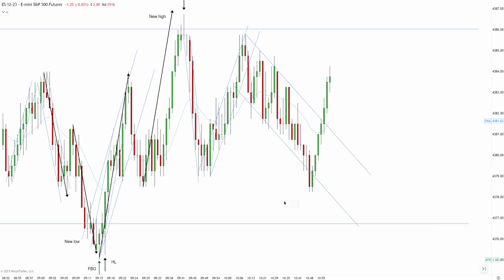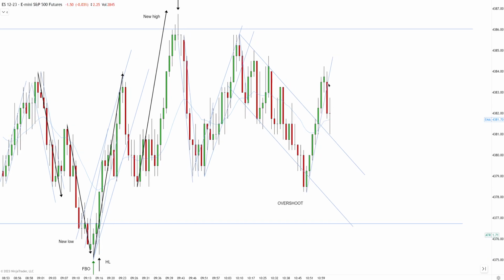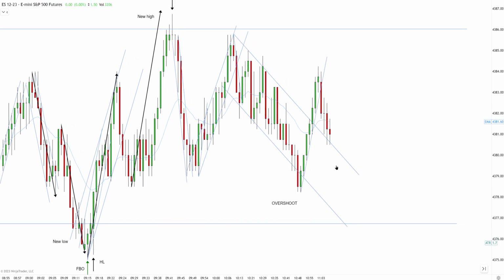Okay, we have an overshoot, which can generate strong momentum in the opposite direction. So right now we have a stronger pullback. If we're going to break below the EMA, we expect a new low for the downtrend. We expect a new low according to the trend line rule.